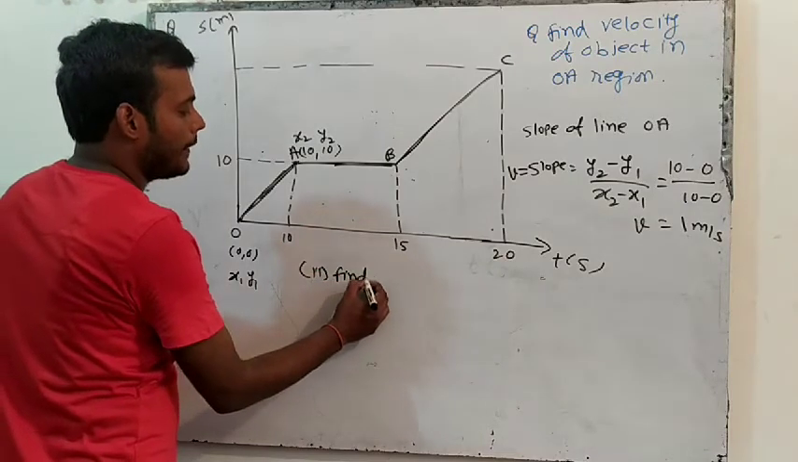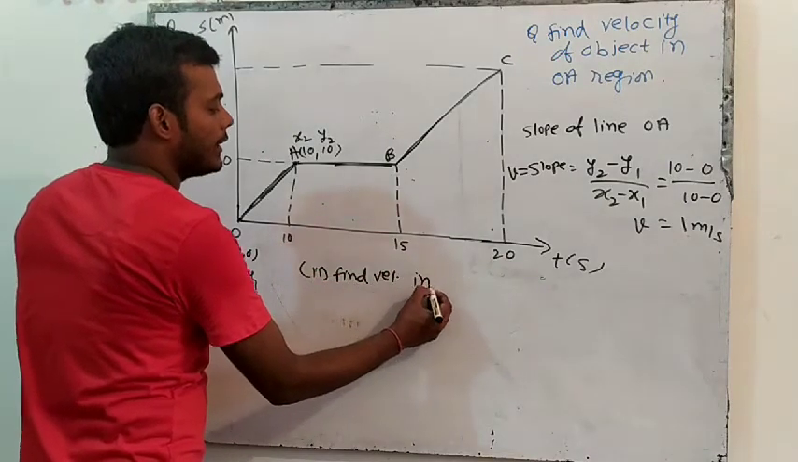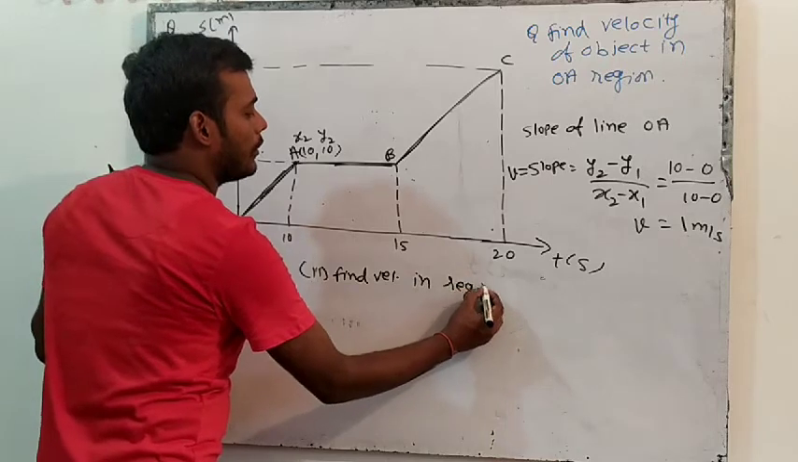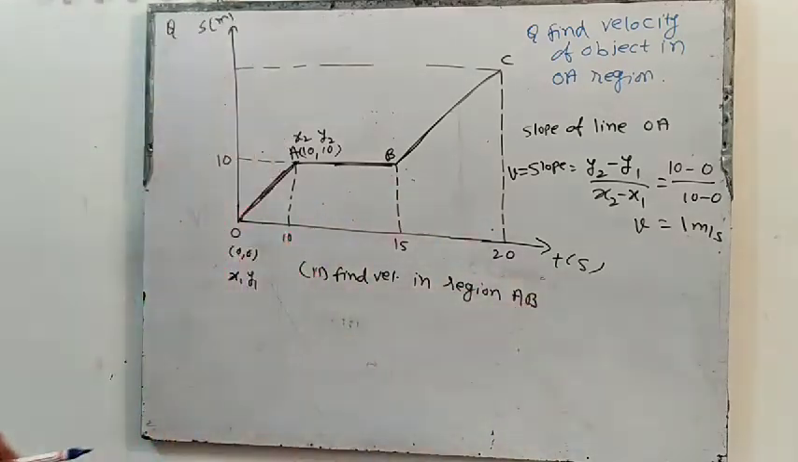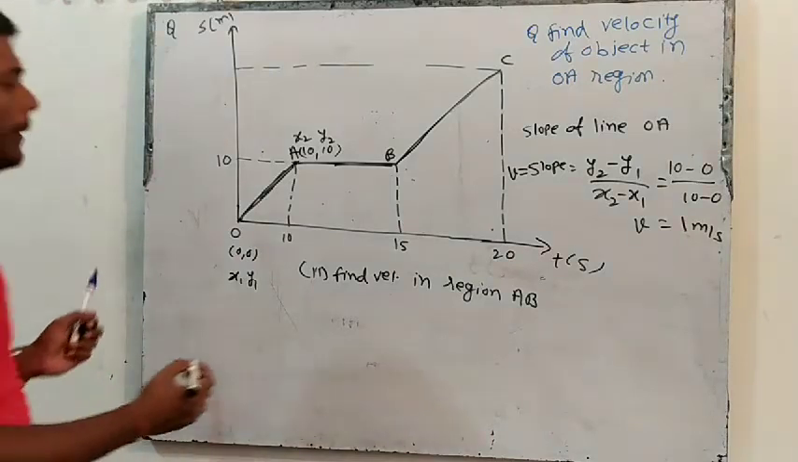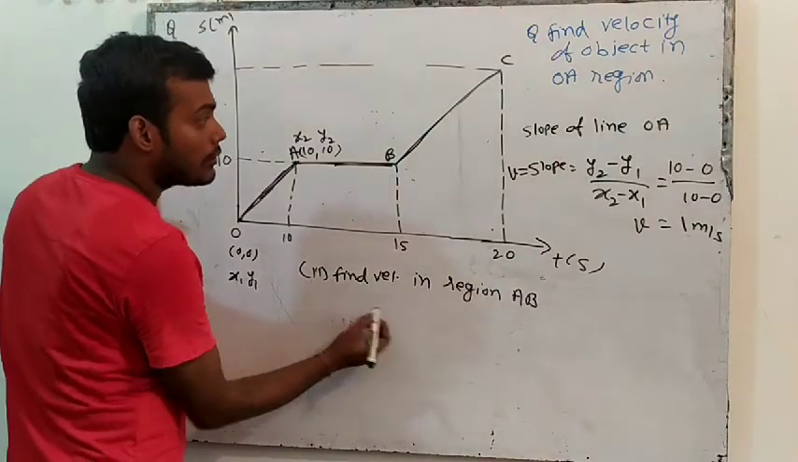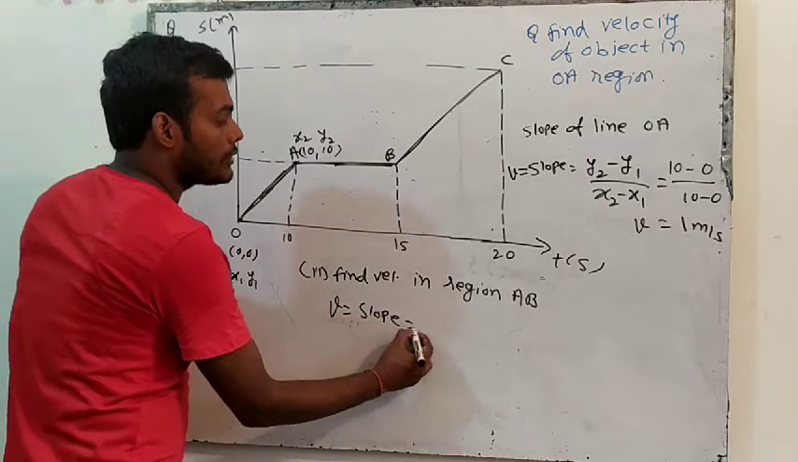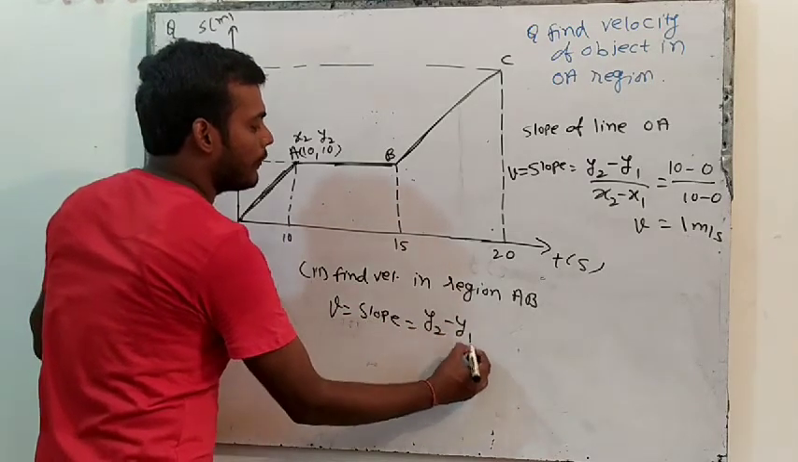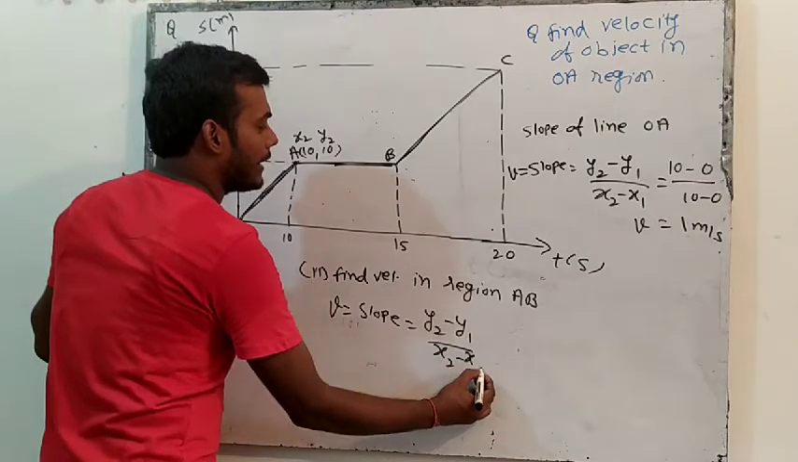Find velocity in region AB. In which region? AB, we have to find velocity. How will we find velocity in the AB region? Again we will find the slope. So slope will give us information about velocity, and how will we find slope? y2 minus y1 divided by x2 minus x1.